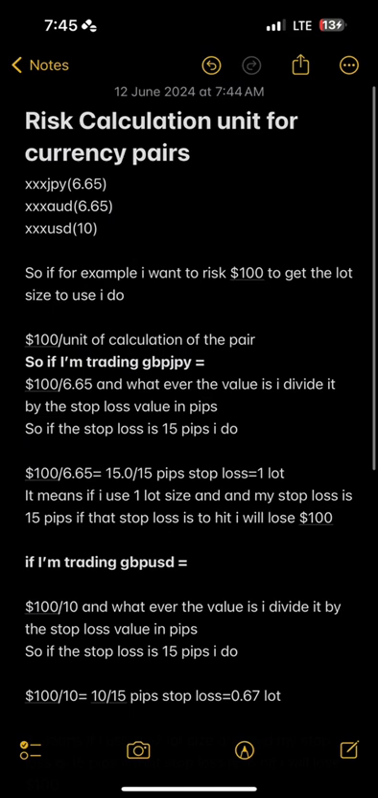Then I do that 15 divided by the stop loss in pips. Let's say I'm risking 15 pips. I do 15 divided by 15. That is one lot size for that particular trade.